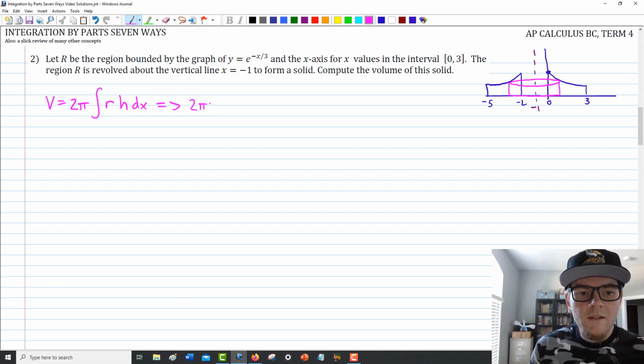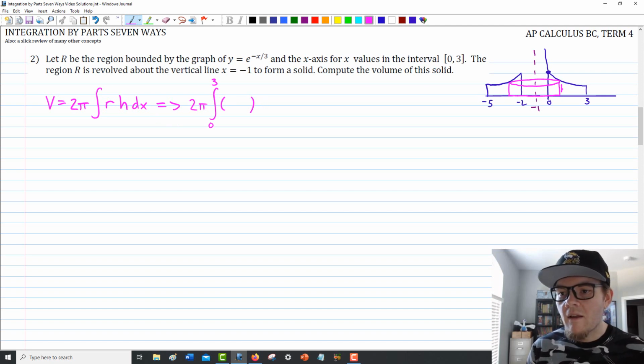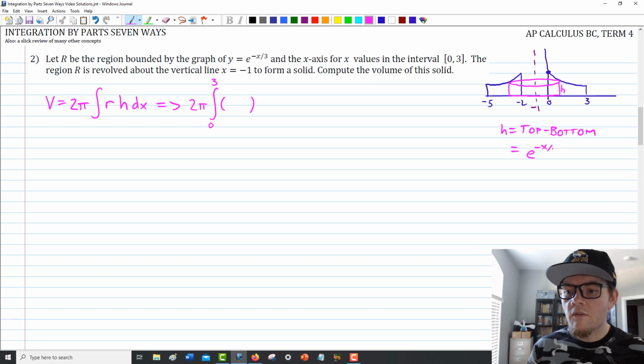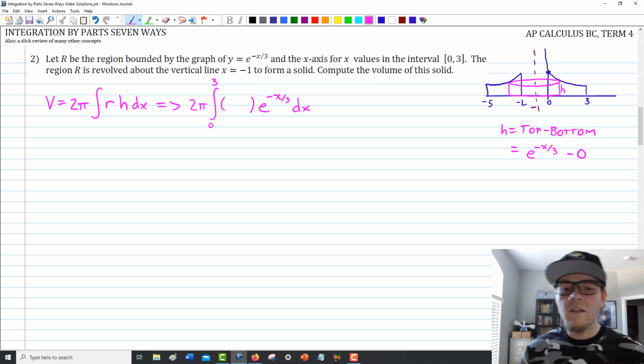Of course, the 2 pi gets to stick around. That's not going to be bad. And since we're in terms of x, we can definitely go from x equals 0 to x equals 3. That was a nice twist. They gave us that. Our radius is going to require a little bit of work, though. Our height, on the other hand, isn't going to be bad. This is our height. Our height is just top minus bottom. Pretty standard thing to calculate, we can see that the bottom is the x-axis and the top is e to the negative x over 3. So our second factor in the integrand will just be this. That works out really nicely.